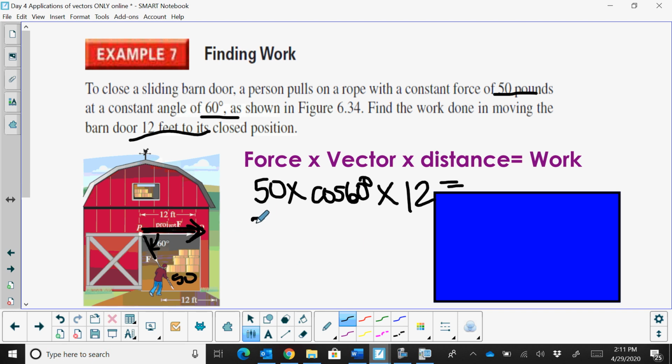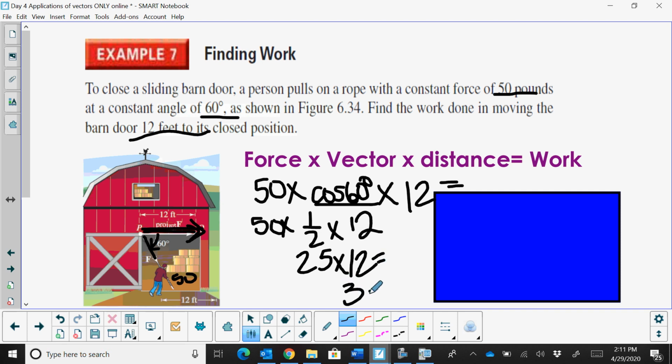So that's going to be 50, and then the cosine of 60, that's just 1/2, all times 12. So 50 times 1/2 is 25, and 25 times 12 is 300. So it takes 300 pounds to move the barn door 12 feet.